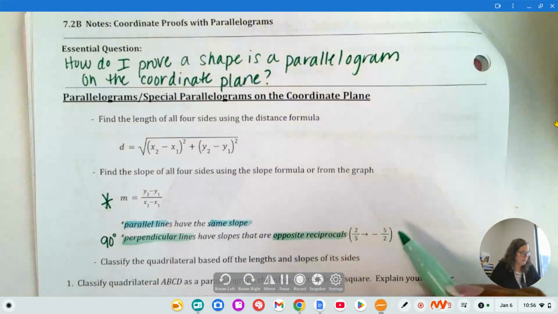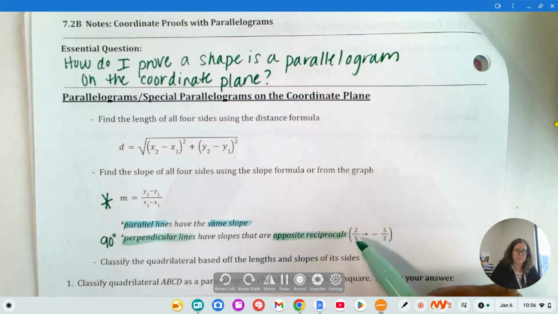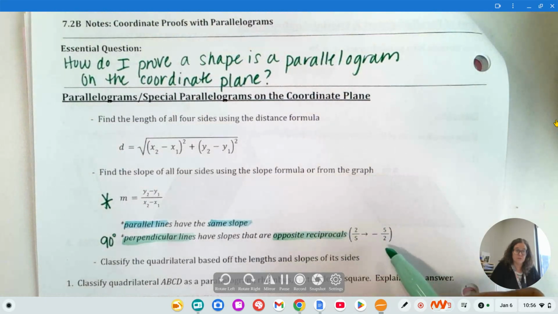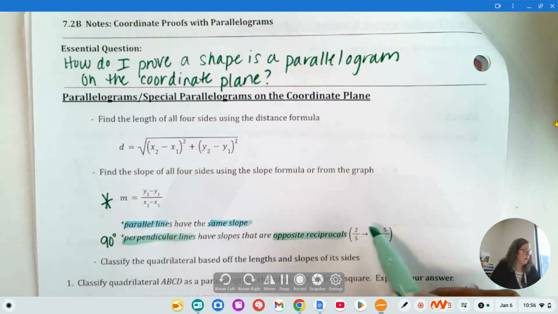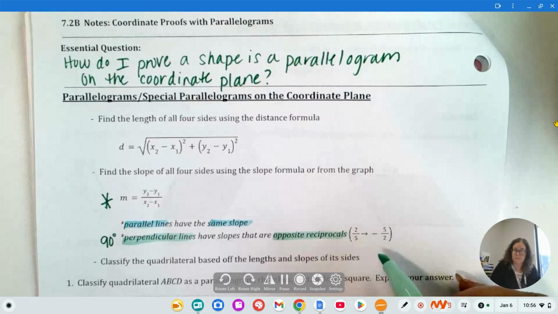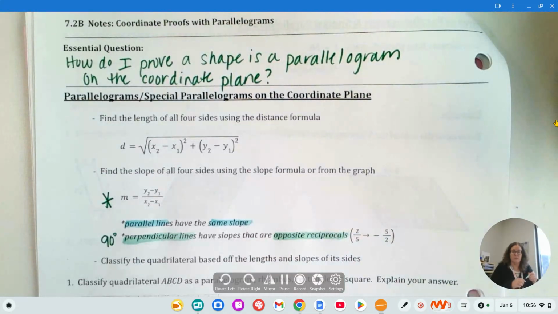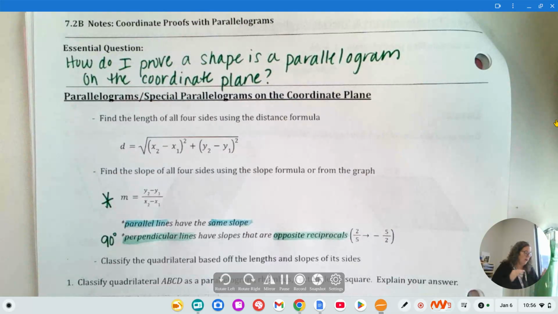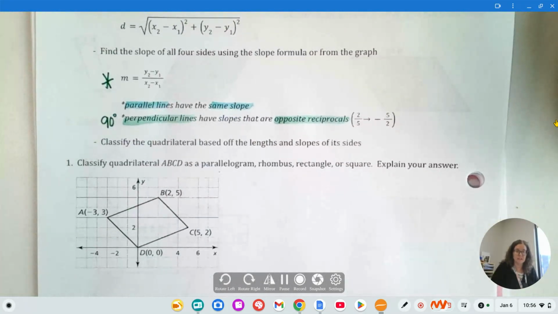A reciprocal is flipping it upside down. So 2/5 and 5/2 are reciprocals. And then if it's opposites, one has to be positive and one has to be negative. So it's flipped upside down, and one is positive and one is negative. So we're going to classify it by finding the lengths and the slopes. These problems are quite long, so brace yourselves. You're only going to have a few to do.